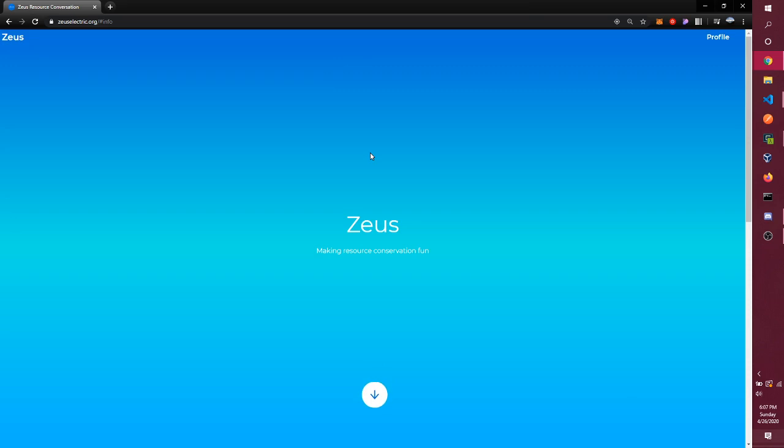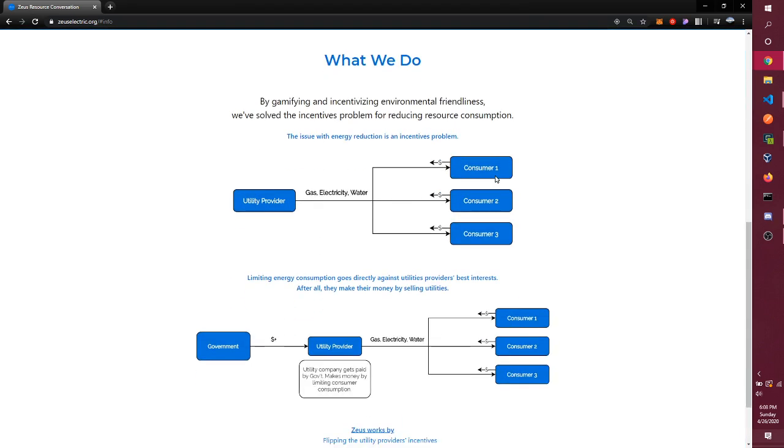What I noticed is that we need to find a way to align incentives from a governmental point of view all the way down to an individual point of view, so that people now want to spend less and consume less and help the environment while they're doing it, and also be economically incentivized to do it. So let's talk about how Zeus does this.